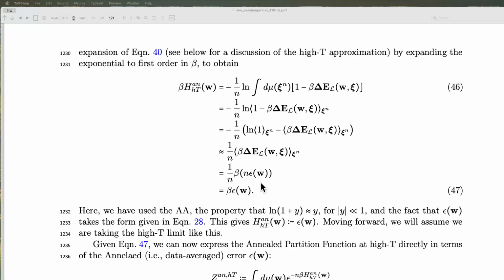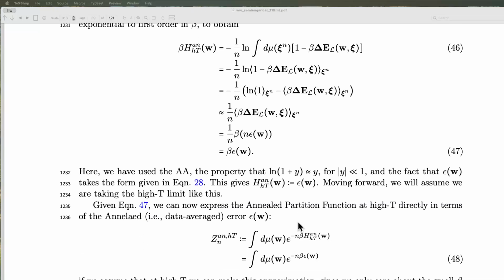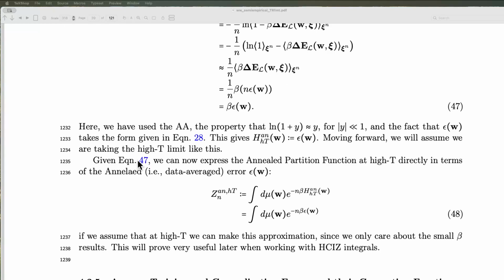So in the high temperature approximation, beta is small, and so since beta is small, this term becomes small. This term is y: beta times capital delta is y. That term is small because we're in the high temperature approximation, and therefore the Hamiltonian can be reduced to this simple form, which is just the annealed potential. Moving forward, we'll assume that we are taking the high temperature limit like this. So this is what we're going to be doing.